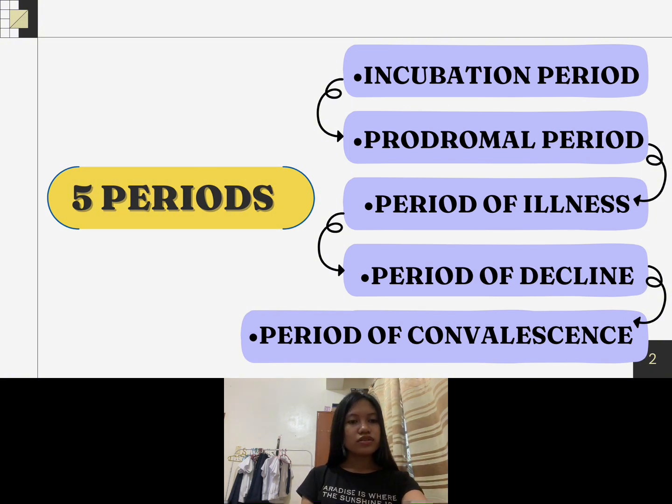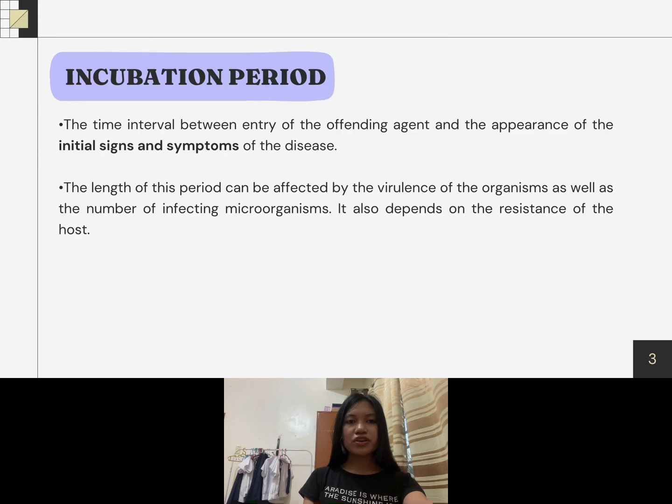Sa first na period natin, which is incubation period, the time interval between the entry of the offending agent and the appearance of the initial signs and symptoms of the disease. The length of this period can be affected by the virulence of the organisms as well as the number of the infecting microorganisms. It also depends on the resistance of the host.